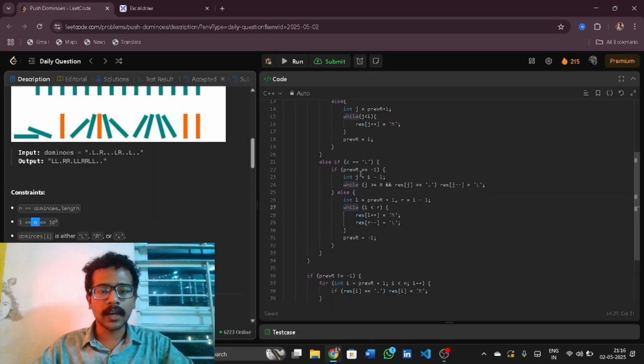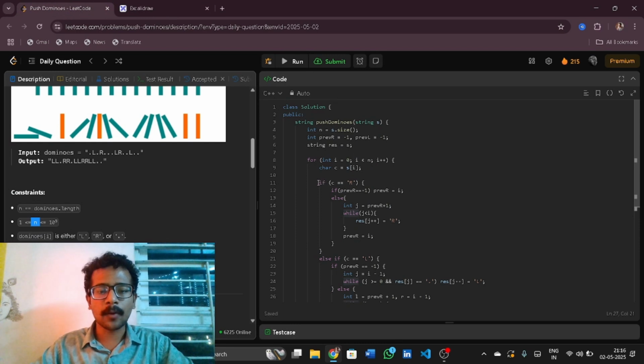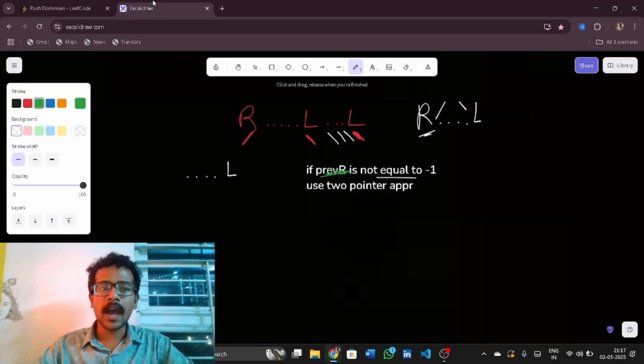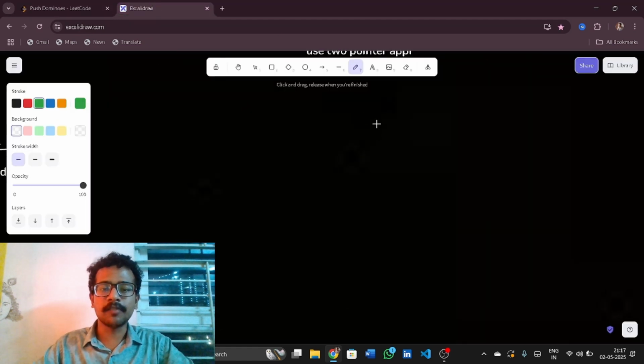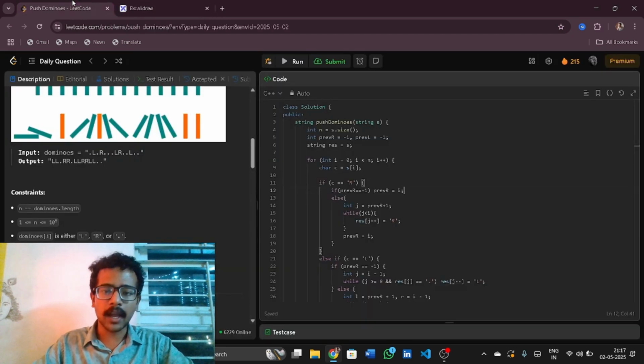So if you look at the code, here I have if C is equal to R. I am checking if previous R is equal to -1, just change it. Previous R is equal to I. That means the current index will be I, right? Previous R will be I. That means something like previous R is -1. Now I got an R here at an index of 2. So my previous R will be 2, right? So that's what I wrote here.